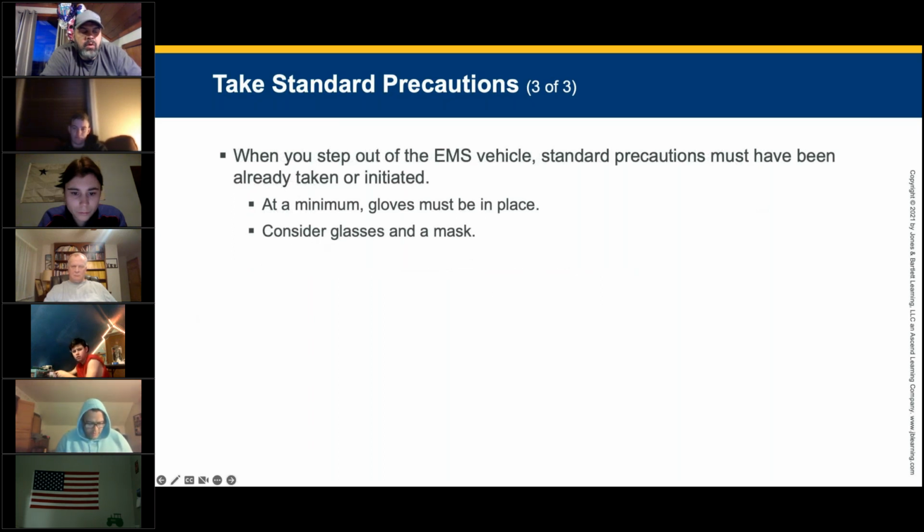When you're stepping out of the vehicle, you should have already taken those precautions. So when you're getting out of the truck, you should have your gloves on, you should have your mask on, and you should consider eye protection. Don't walk into the environment and then put that stuff on. Walk up to the scene ready to work, just like you would on the fire side of things. You don't wait to put your air pack on until you get into the building. You get off the truck ready to go.